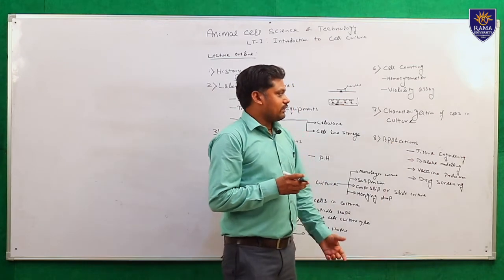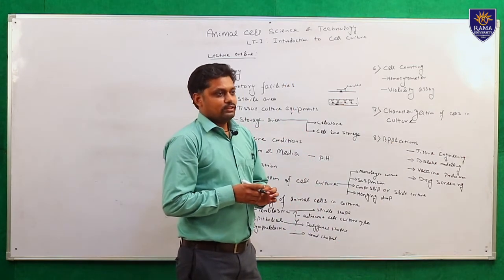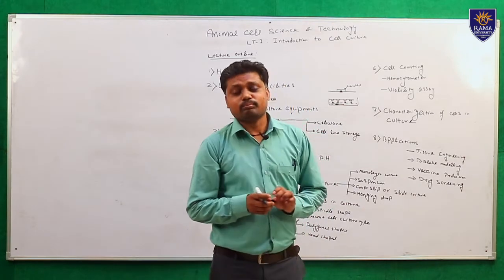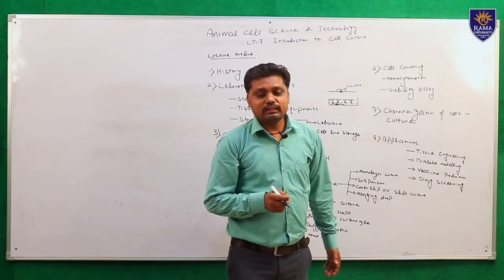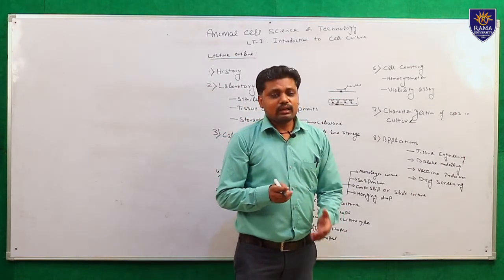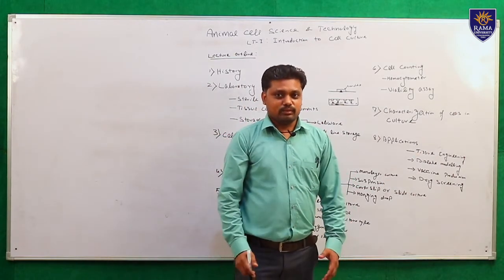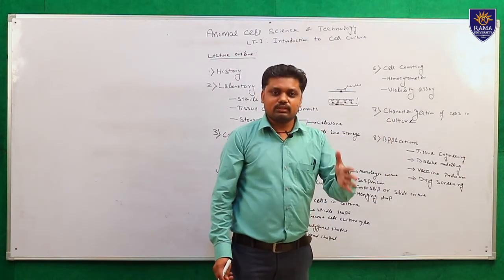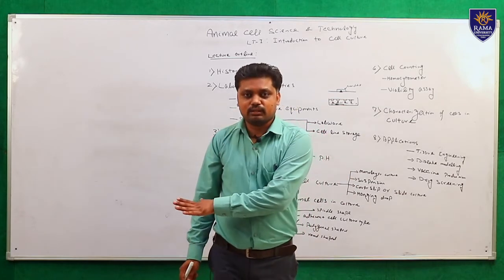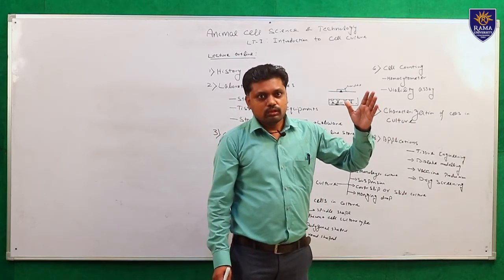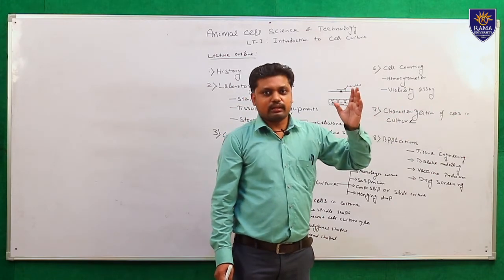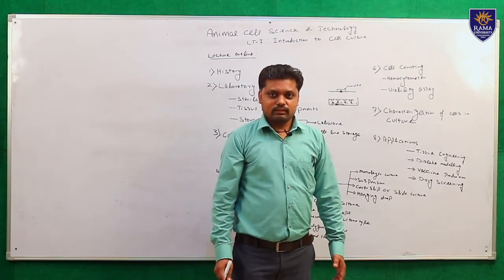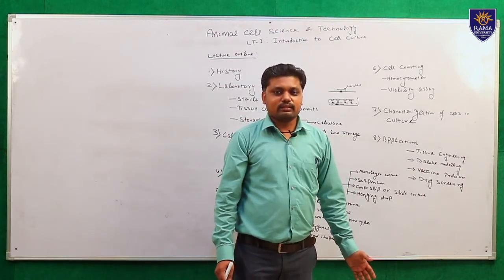Seventh point is the characterization of cells in culture. Now, the question is what do you mean by characterization? This is one of the most important topics for anyone dealing with cell culture, because there are a number of cell lines in the lab. Some are isolated from monkey, some from human, some from this animal, some from that animal. How are you going to ascertain this is a monkey cell line, this is a human cell line? So, here characterization comes in handy. There are various techniques of characterization.